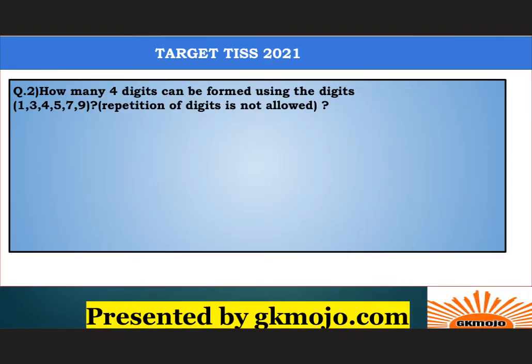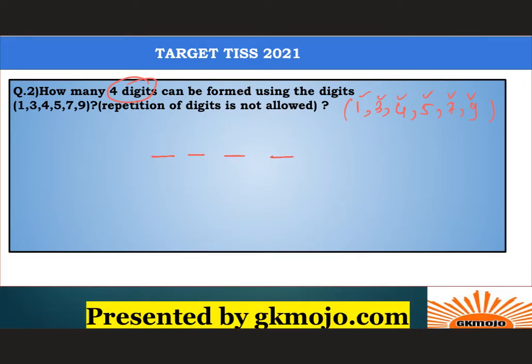How many 4 digit numbers can be formed using the digits 1, 3, 4, 5, 7, 9? Whenever you have such a question, first of all, make it a point that you count how many digits are given to you. Over here, if you see, 1, 2, 3, 4, 5, 6 digits are given to you, and you have to make a number of 4 digits.